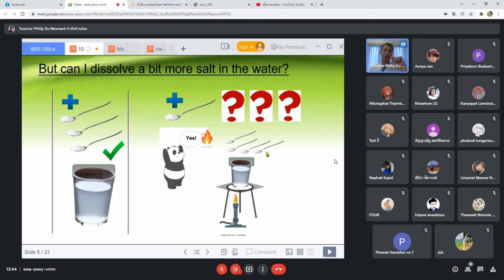That's why if you have coffee, try and make cold coffee and put the sugar in your coffee. You will see it doesn't dissolve very well. There's some sugar at the bottom. But if the coffee is hot, you can very easily dissolve the sugar in the coffee because it is hot. Okay, so that is how you can put even more salt in the water. Just make the water hot. Use the fire, use the Bunsen burner.